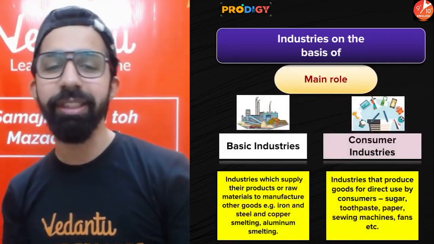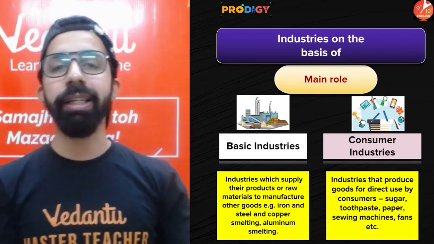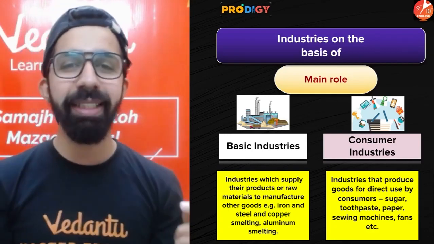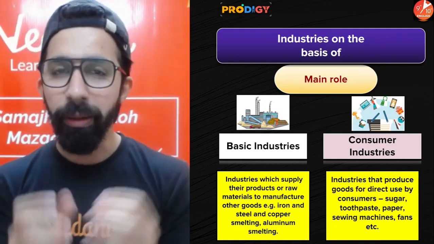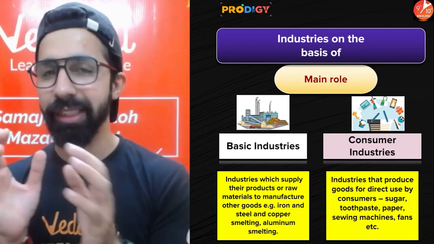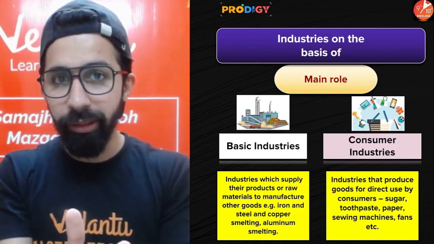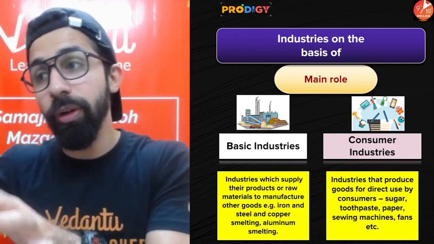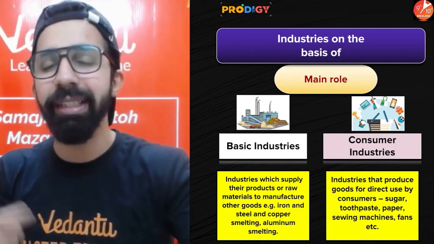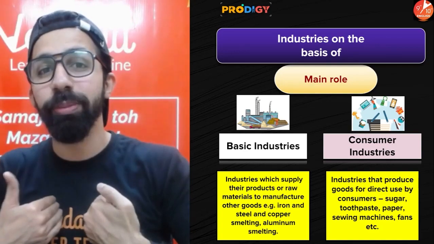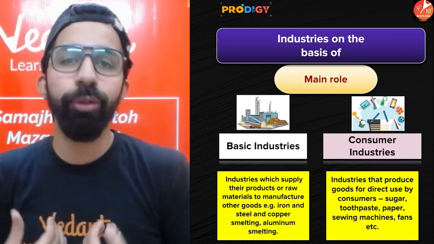The second classification we have is industries on the basis of their main role. It can be further classified into two types: basic industry and consumer industries. Let me make it very simple for you. Basic industry or key industry is the kind of industry whose products are used as a raw material for other industries. Means the products manufactured in basic or key industries are not directly used by the consumers, like iron and steel.